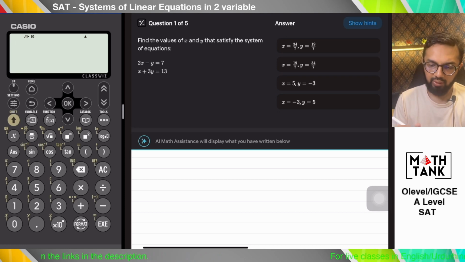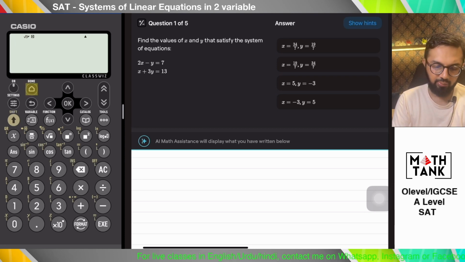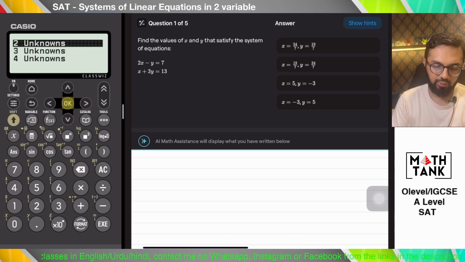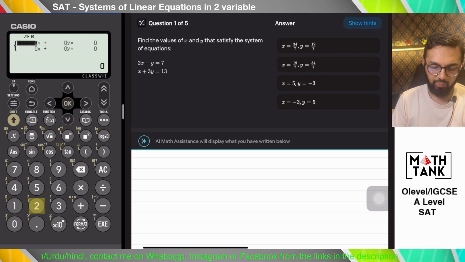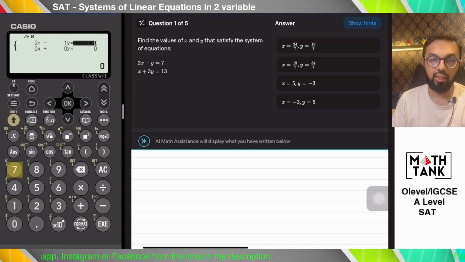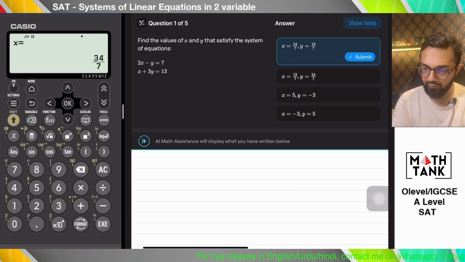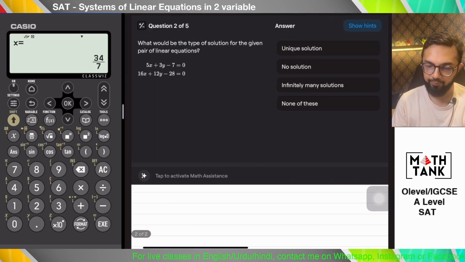Let's begin. Find the values of x that satisfy the system. So this is just about simply solving simultaneously, and I'm going to go ahead and do that on my calculator. I'm going to put it into equation and solve simultaneously. I don't need to do it manually. Remember that you can do this on the exam as well because it's about getting the correct answer. So save some time. If you are doing this on your calculator, you should know how to solve a simultaneous equation. So 34 over 7 and 19 over 7.